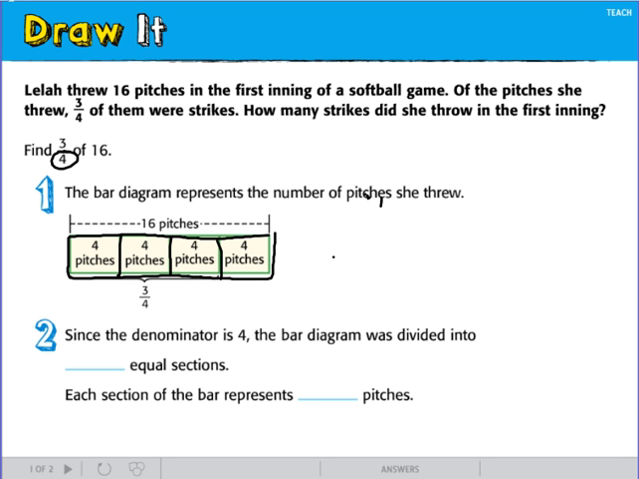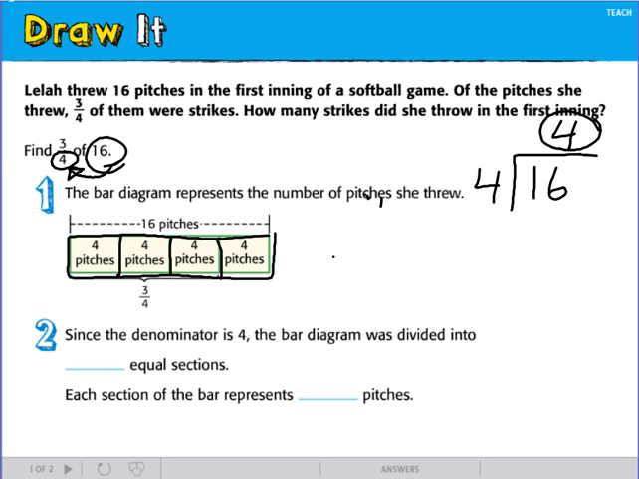4 pieces. Okay? The bar diagram itself represents the total. The total is our whole number. So how many does the bar diagram represent? 16. Now, we have 4 equal sections. So what we're going to do is take our whole number and divide it by that number. Which is what? 4. So I know that I have 4 groups of 4.